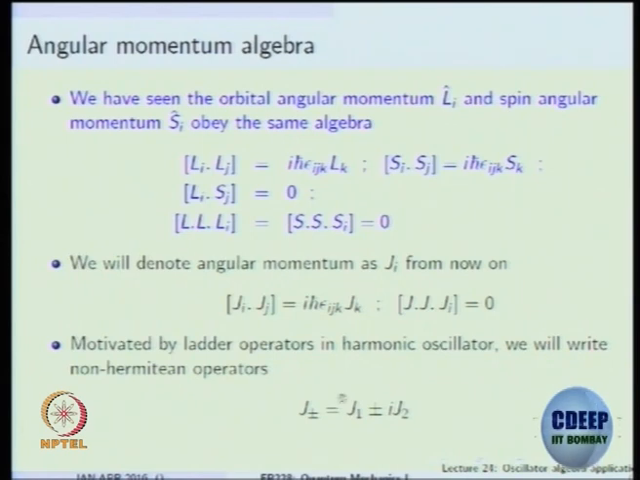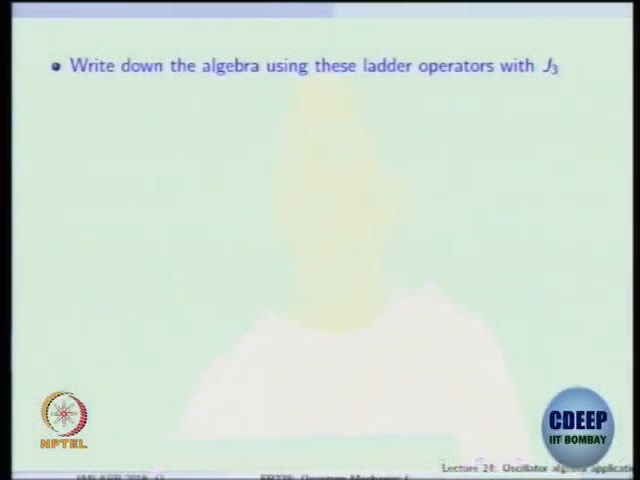What is the next thing? I had [Jx, Jy] to be iħ Jz. I would like to write the commutator of J plus with J minus, J plus with Jz and J minus with Jz, so that I can try to play around and find how to go about this problem. So, write down the algebra using these ladder operators, which is J plus or minus with J3. What will this be? Can you work it out?